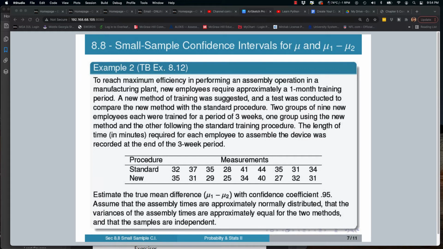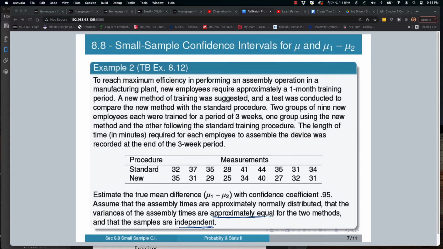So obviously we got to do some work. We got to probably find the means and the standard deviations for the 2 different groups separately so that we can construct our interval. But they want us to estimate the true mean difference, mu1 minus mu2, with confidence coefficient 0.95. Assume that the assembly times were approximately normally distributed and that the variances were approximately equal, so that we can assume the population standard deviations are approximately equal for the 2 methods and that the samples are independent. That independence is another thing we have to note too, that samples must be independent of each other. So we got everything we need.